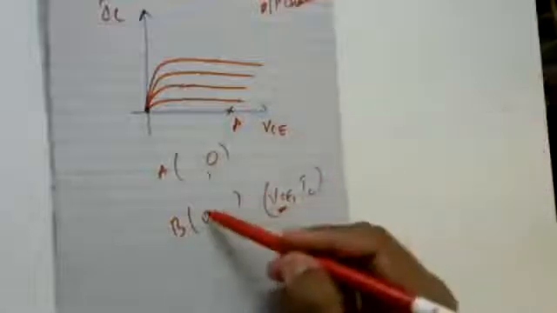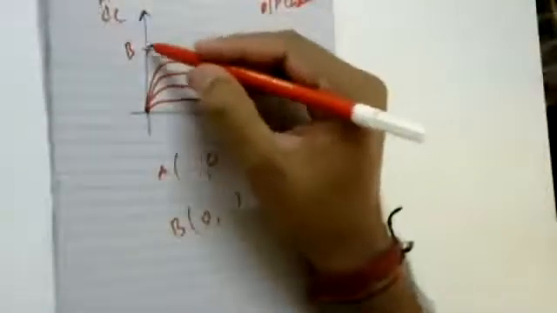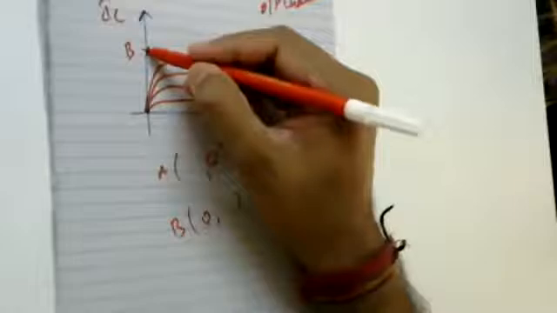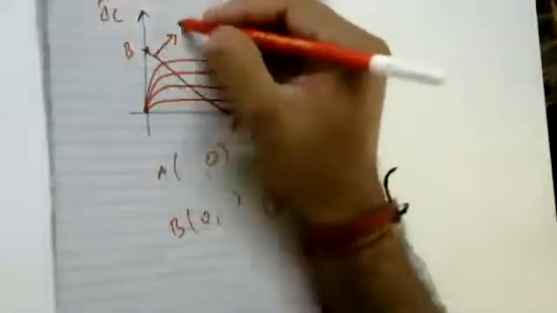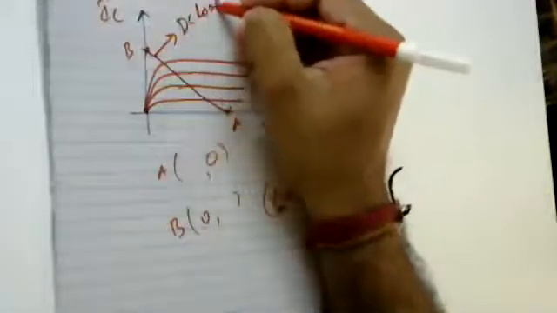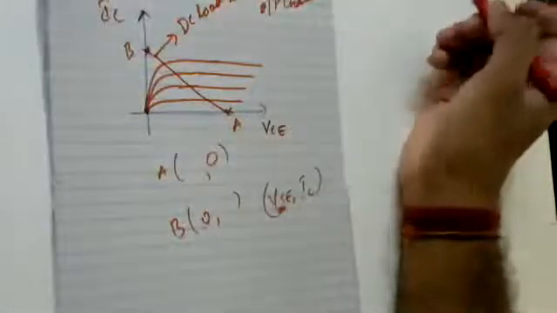That means I'll be having some point A over here, and similarly, any point where the x-coordinate is 0, it means VCE is 0. It's a point on the IC axis. So this is my point B. When I join a straight line between the point A and B, this line is said to be a DC load line.